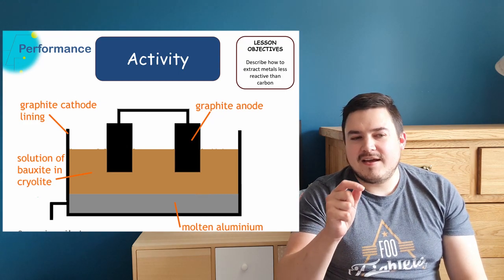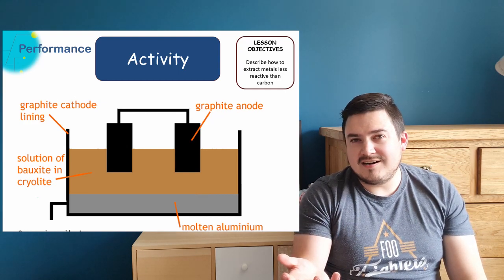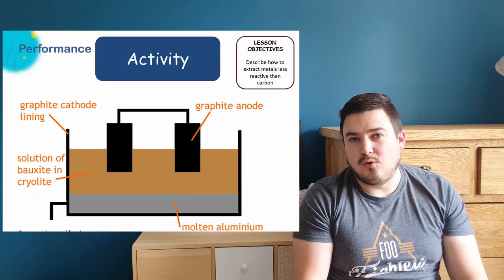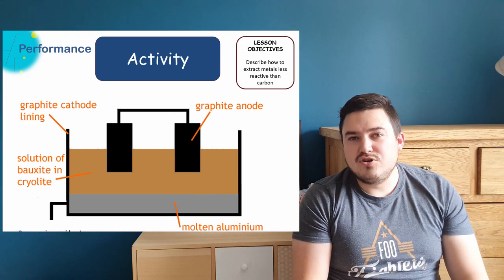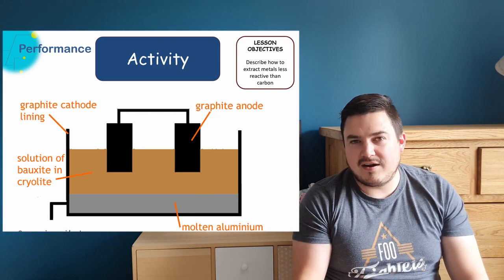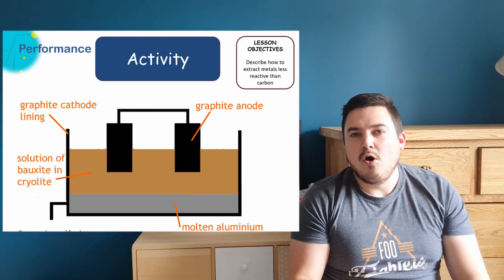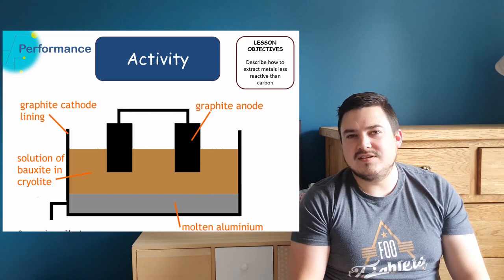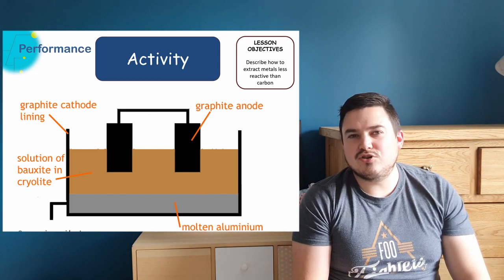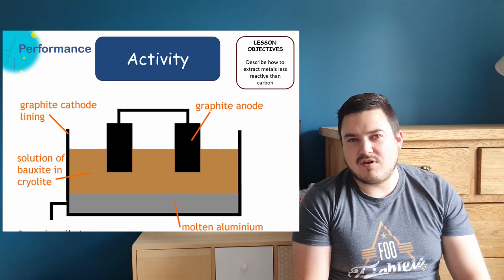We need to have an ore that conducts electricity. Now, as a solid ore, the bauxite will not conduct electricity, so we have to either melt it, which would take a very high temperature and be very expensive, or dissolve it in a solvent. In this case, we use a substance called cryolite, and we dissolve our aluminium ore into the cryolite.